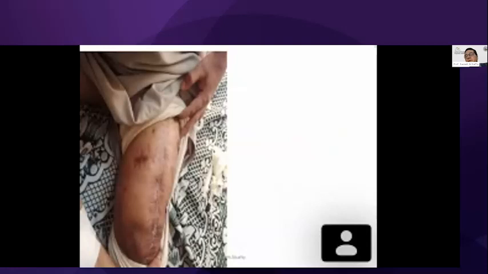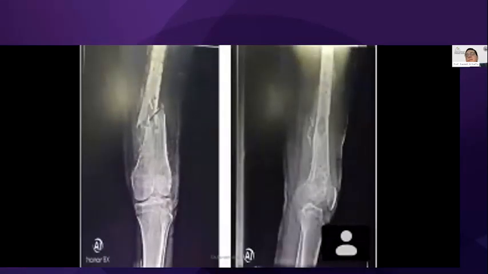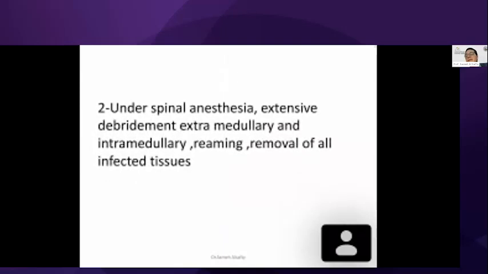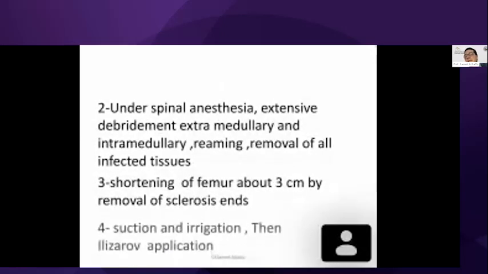This clinical photo is after removal of the LRS. This is our patient. This is the X-ray. Under spinal anesthesia, extensive debridement, extramedullary and intramedullary reaming, removal of all infected tissue. So I need to stress this point, it is very important: the extensive debridement. We learned before from our consultant and our professor that if you doubt, pull it out, meaning if you doubt any tissue, you must remove it. Don't hesitate. So shortening of the femur by about 3 cm by removal of the sclerosed ends, suction and irrigation, then Ilizarov application.